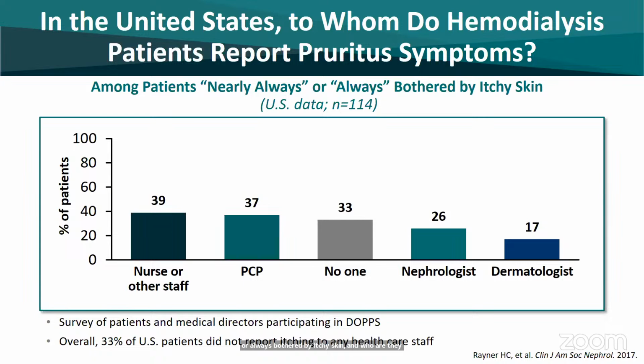And as you can see, what's really interesting is that 33% of the patients did not report any itching to anyone. That's right in the middle, your gray column. While 39% of the patients report it to the nursing staff, the patient care technicians who work the floor, social workers, dietitians, people who are in the dialysis centers. Patients also complained 37% to their primary care doctors. Only 26% of the patients actually told the nephrologist, while 17% of the patients told a dermatologist. So this looked at about 114 patients.